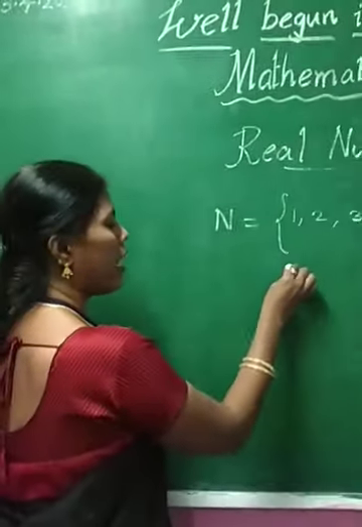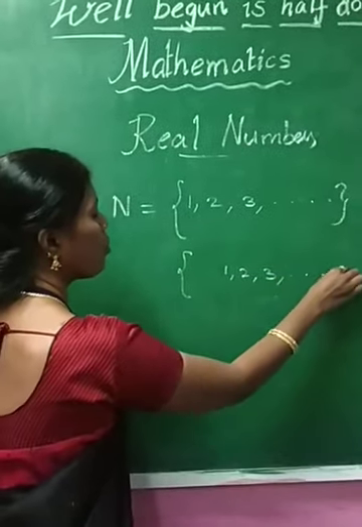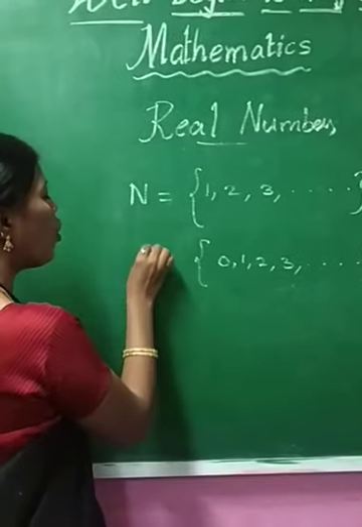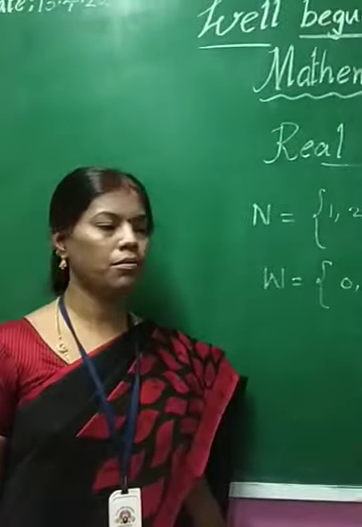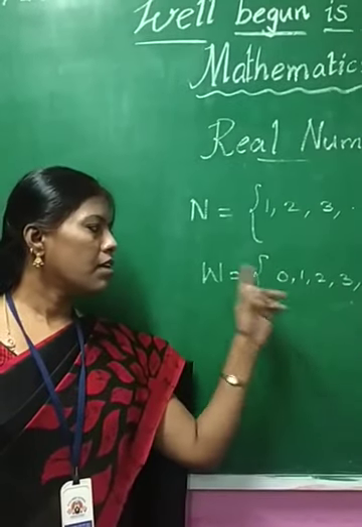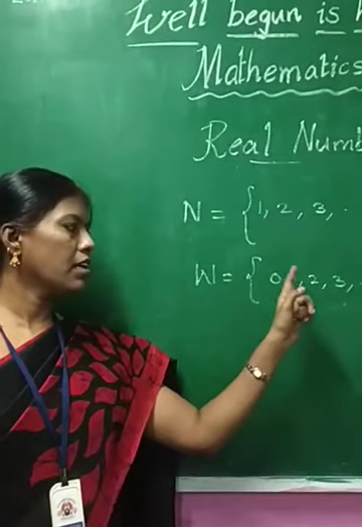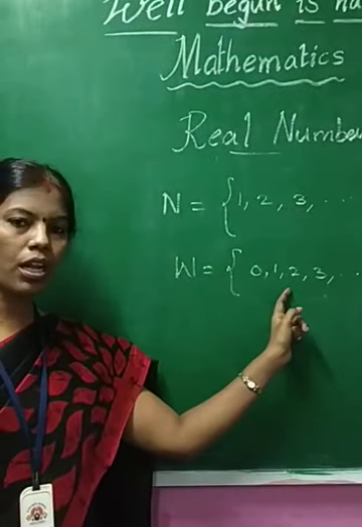If you take along with the set of natural numbers a 0, then we call it whole numbers. Whole numbers are denoted by the letter W. So the set containing the natural numbers and 0, we call it whole numbers.